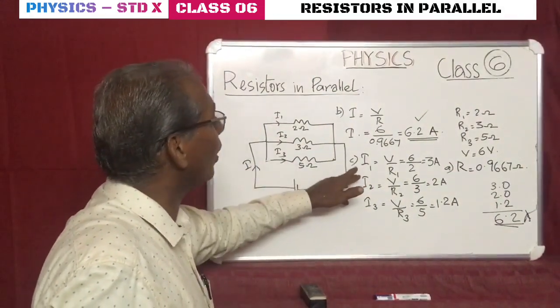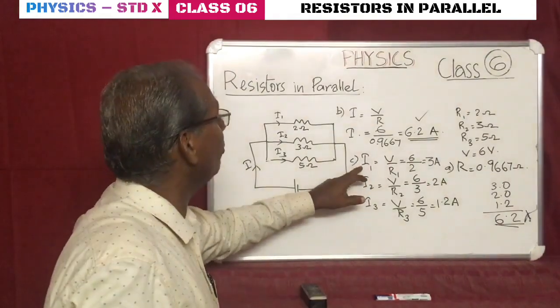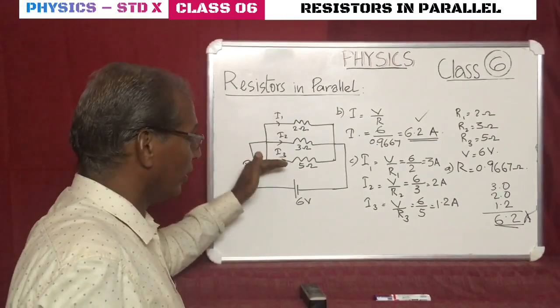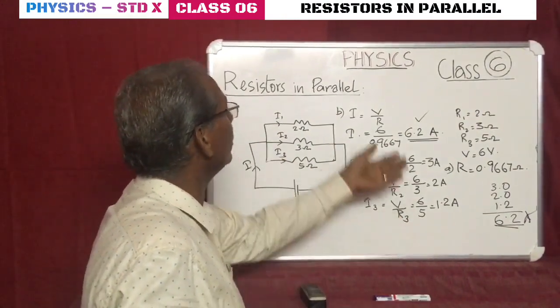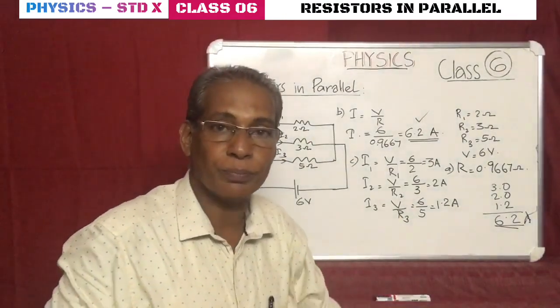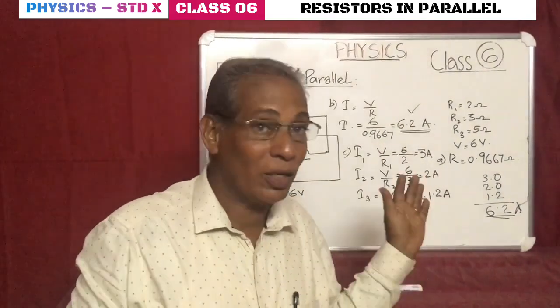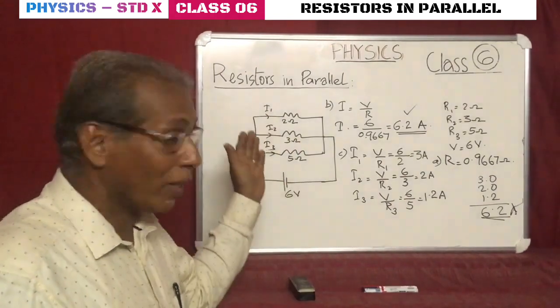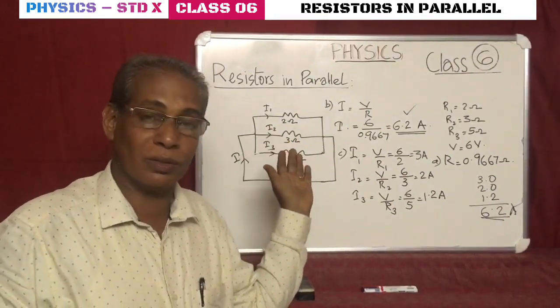So this is the third part of the question. The individual branch currents I1, I2 and I3 give a total current of 6.2. I hope you understood this calculation part very clearly and the feature of parallel connection of resistors.